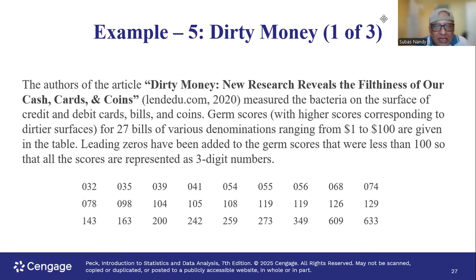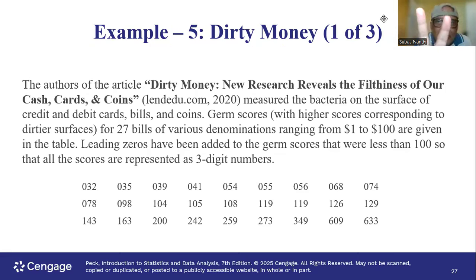So here is an example. Okay, so they're looking at dirty money. The germ scores, with higher scores corresponding to a dirtier surface, for 27 bills of various denominations ranging from $1 to $100. So as you can see, all these numbers are in three digits. Take a look at the first row of the numbers. First row, the first number, the starting point is 032.